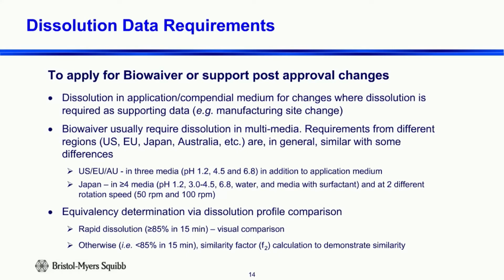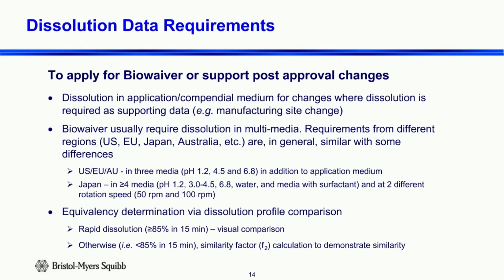But other changes may have more requirements, such as applying for a biowaiver for additional strengths, where most countries require you to do dissolution in multimedia. The three standard USP dissolution conditions are pH 1.2, 4.5, and 6.8, in addition to your QC method. But again, Asian countries, especially Japan, have a lot more requirements: not only more media, but also more paddle or basket speeds, and longer dissolution times.